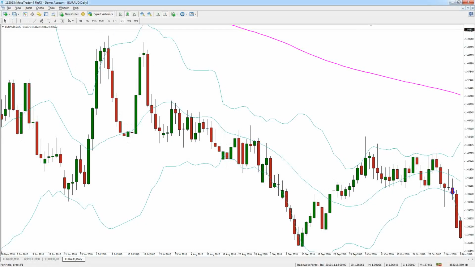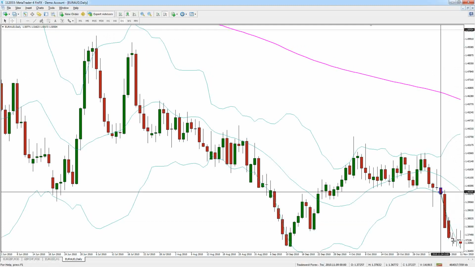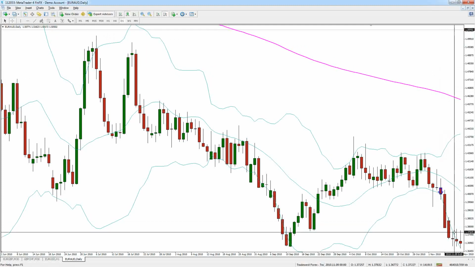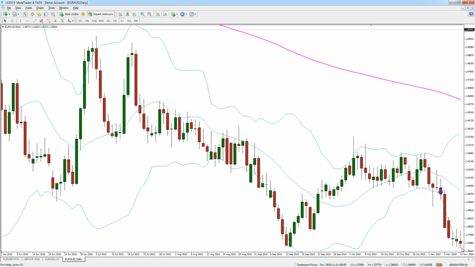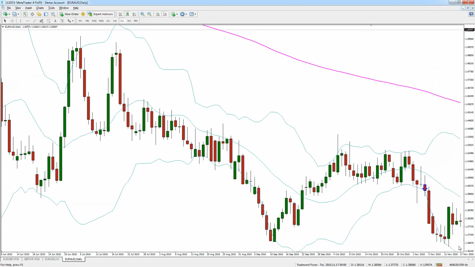If you got in late, it still worked out. This was a nice 350 pip move. Even if you got in way down here, gave you 125 pips. So hope you enjoyed that little basic strategy. Really easy to use. The fundamentals behind it make sense statistically.